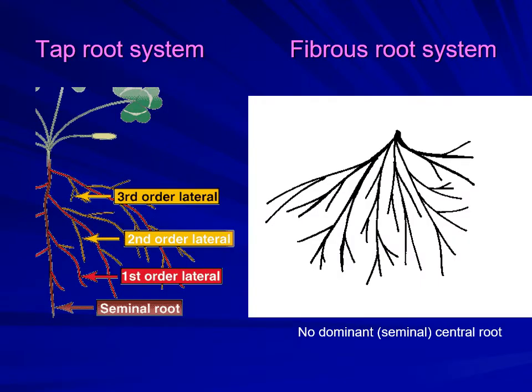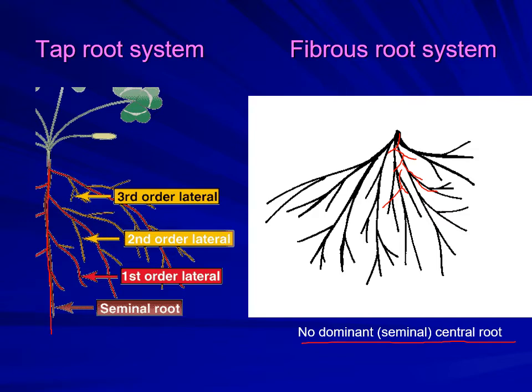With a tap root, we have a seminal or central root, which continues straight on down into the ground. And then we have orders or branching roots coming off the side, first, second, third order branching. So it's fairly structured. Whereas in the fibrous root, you'll notice that there is no dominant central root, right? So they start and then they quickly split off. It's like sparks or a firework, right? They're going in all directions, constantly branching and growing. So that's a fibrous root.